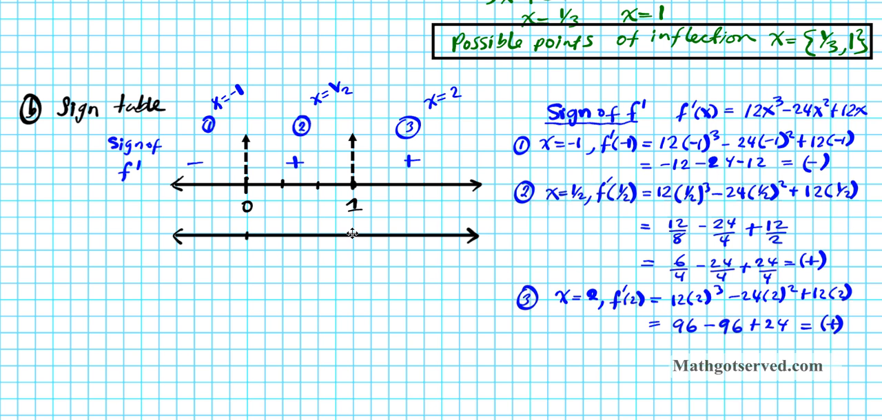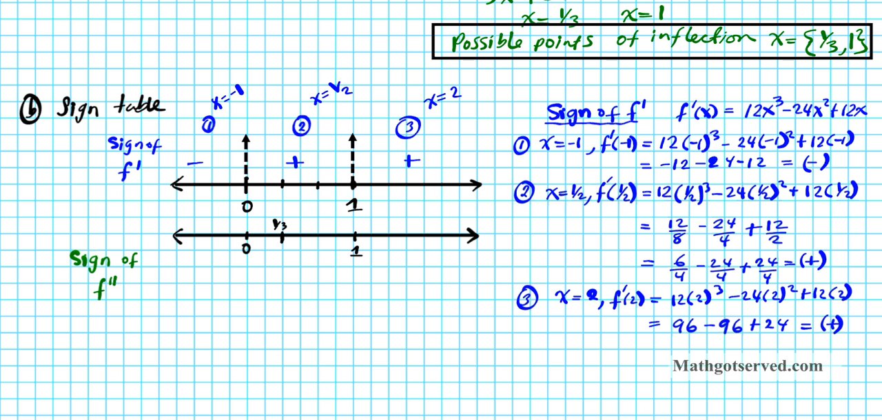So this is 0, and this is 1. Okay, yeah, this is 1, 0, 1. So for our possible points of inflection, we're looking at 1 and 1/3. So 1/3 is right here. It's 1/3. Let's put it here, 1/3. And then this is 1, okay? So down here, I'm going to put, this is for the sign of f double prime, okay?